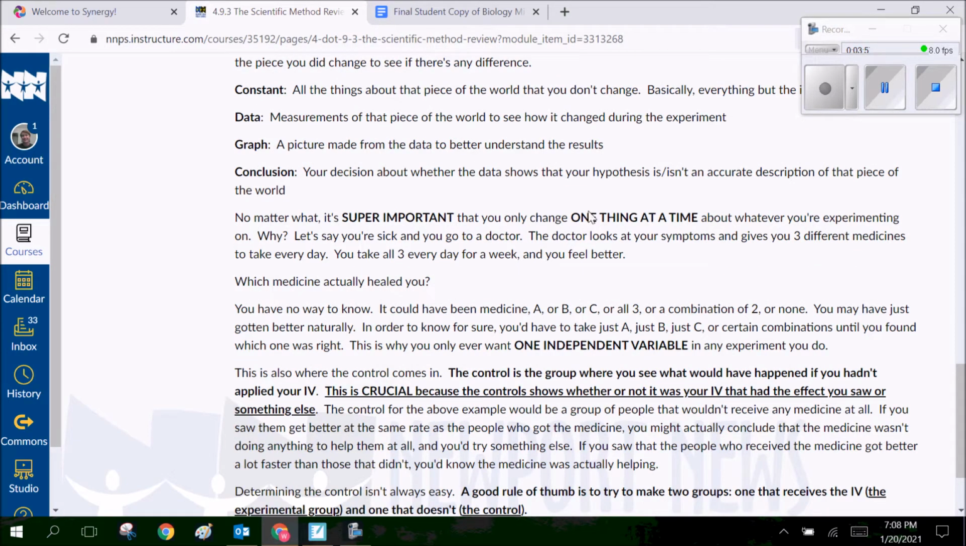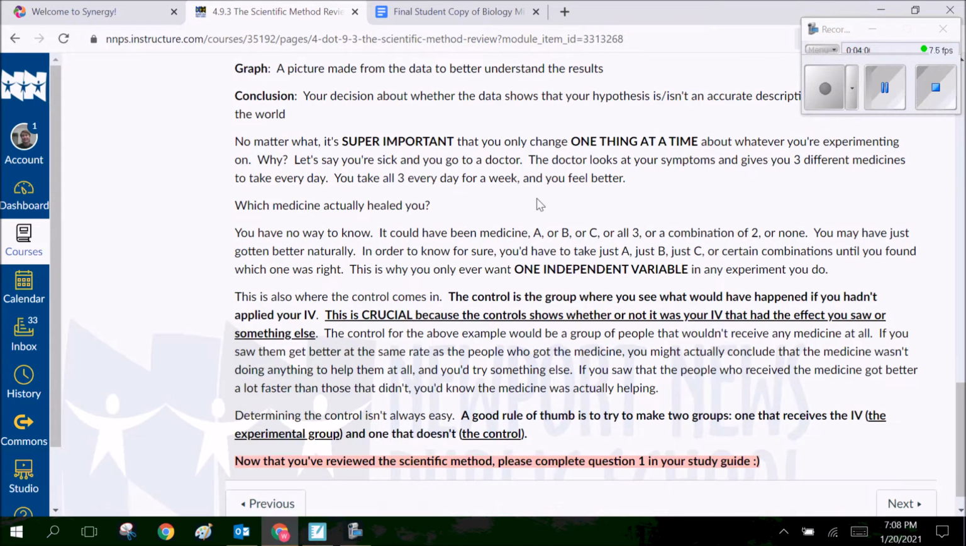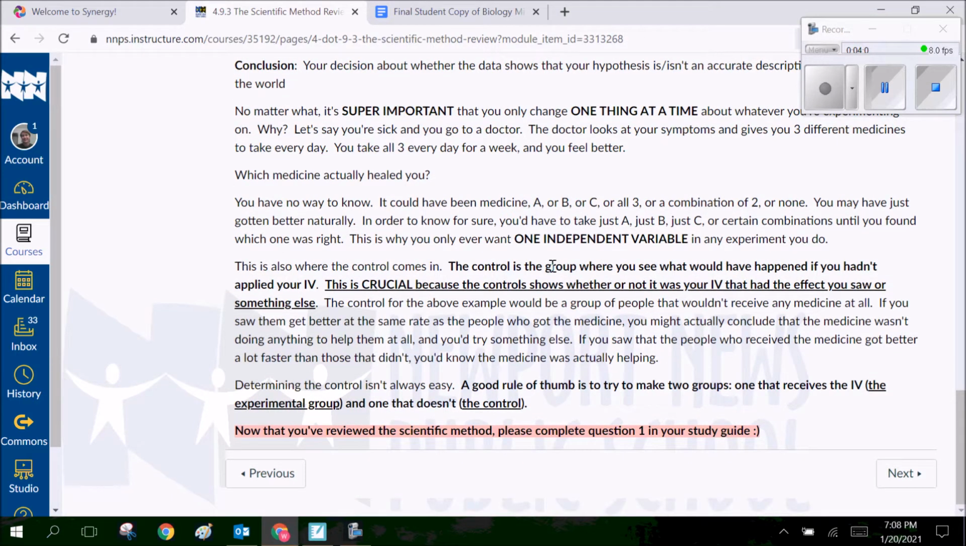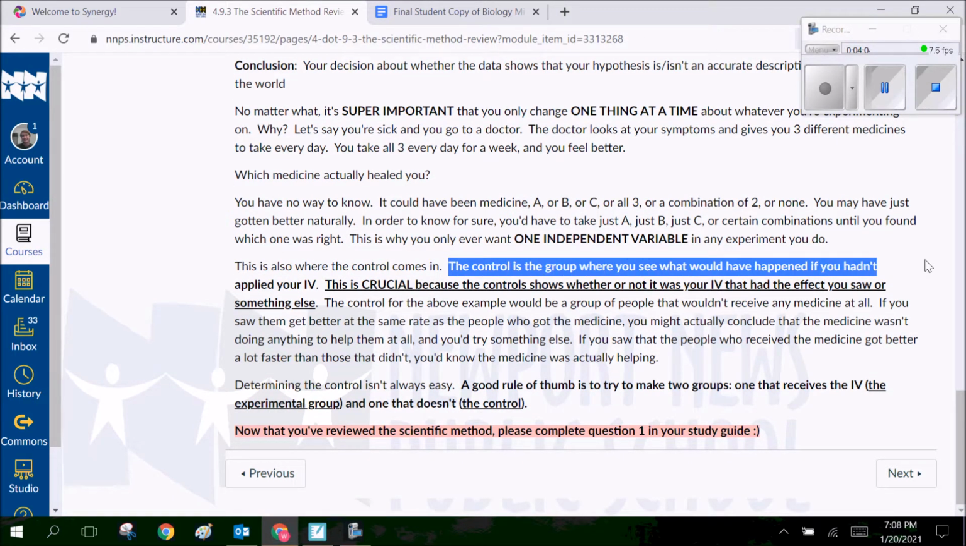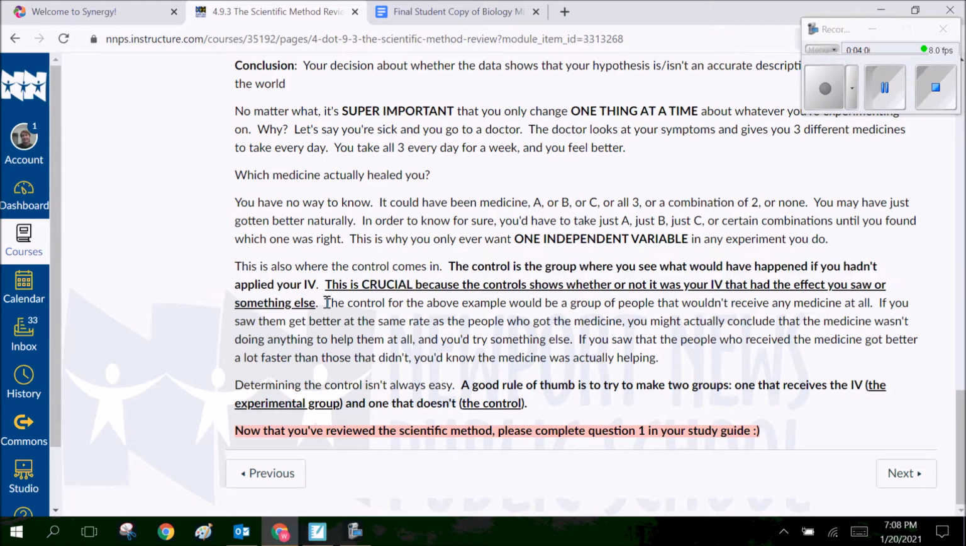So whatever you do, only test one independent variable at a time, no matter what, and then also make sure that you have a pretty good control, because otherwise your independent variable might not actually have changed much at all.